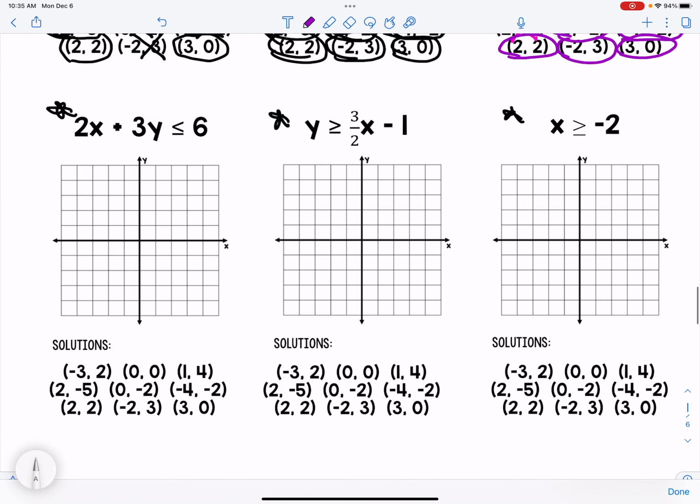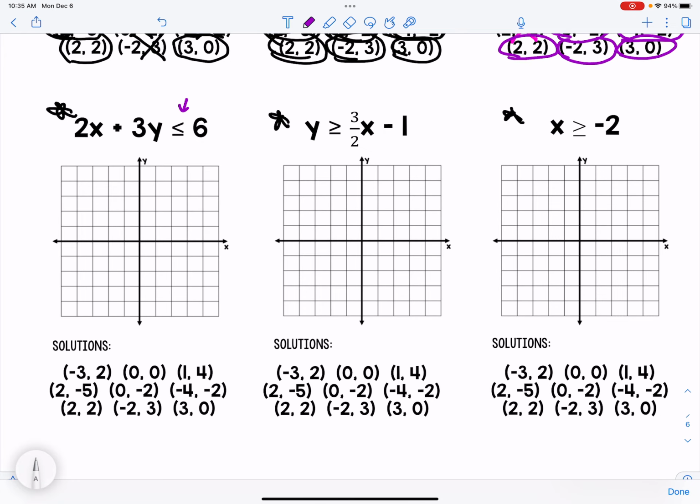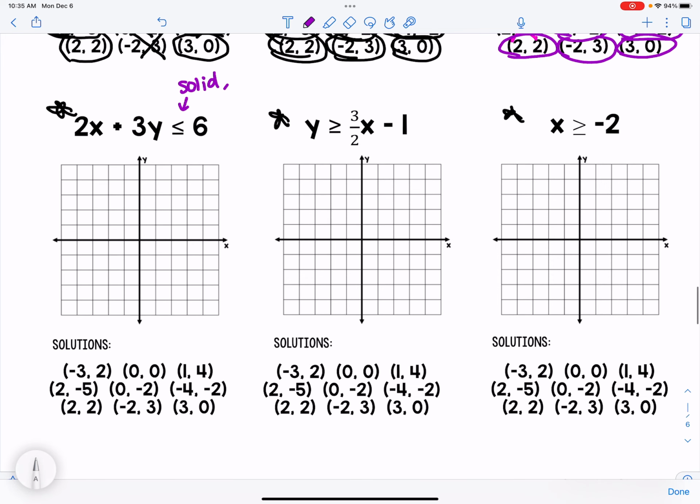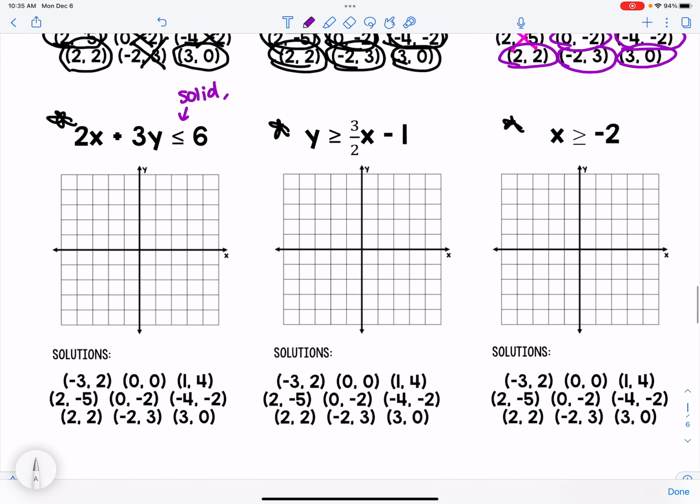All right, the next homework problem, we had 2x plus 3y is less than or equal to 6. Well, since I have less than or equal to, I know I'm going to have a solid line. And since it includes the or equal to part, whatever points lie on that line should be included in our solution. And since it's less than, we're going to shade below that line once we graph it.